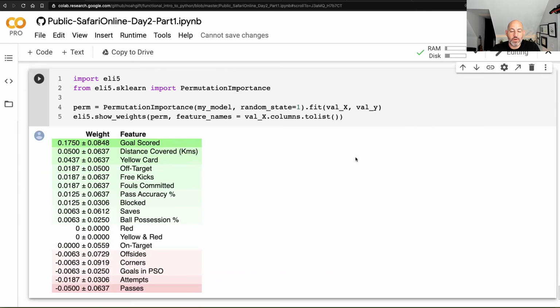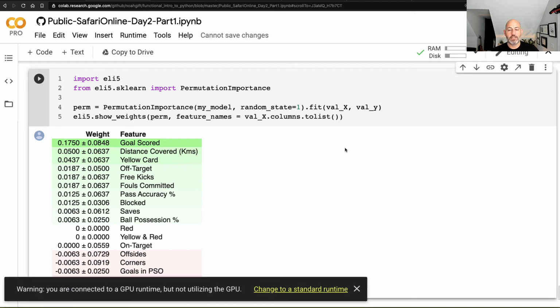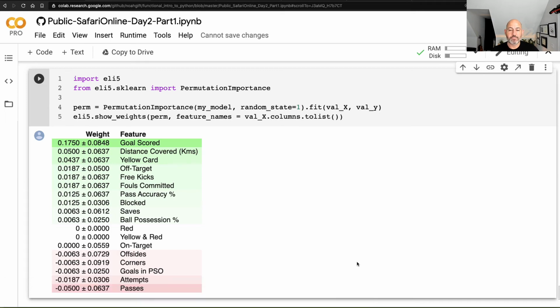And so what it does is it shows me the features that were used to predict who's the best player in soccer and FIFA. We can see that the most important feature it discovered was the goals scored, right? And so what this means is that we're able to look at other things too, like distance covered. That's the second most important feature.